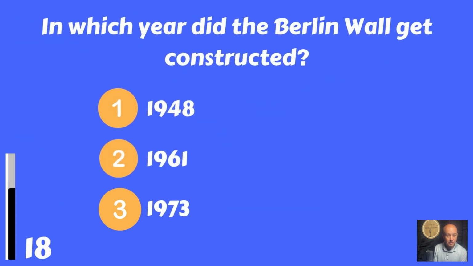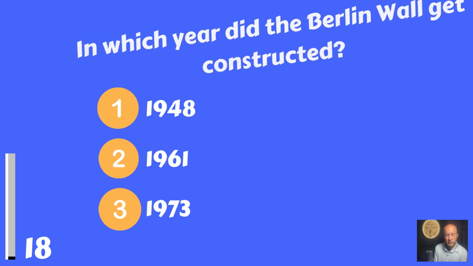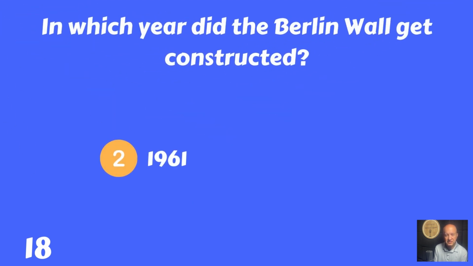In which year was the Berlin Wall constructed? 1948, 1961, or 1973? The Berlin Wall, that was constructed in 1961.